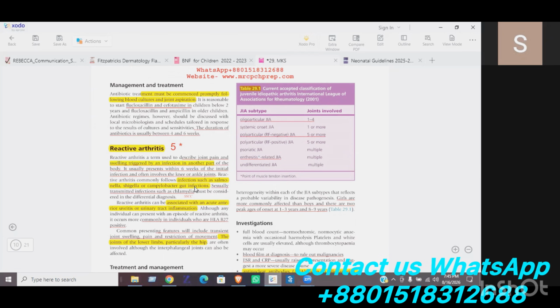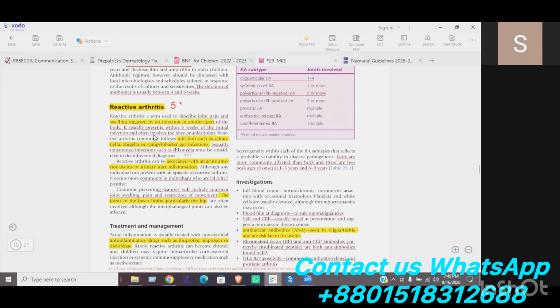In this condition, the swelling is triggered by an infection, normally in a patient after diarrhea, Salmonella, Shigella, Campylobacter, also sexually transmitted disease, chlamydia. Consider urinary tract infection or uveitis. This is very much important. Reactive arthritis is most common with HLA B27. HLA B27 patients always present with this, and the most common site is the hip joint.